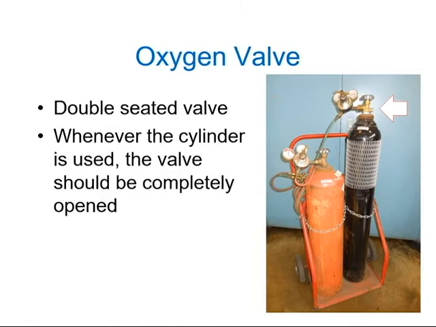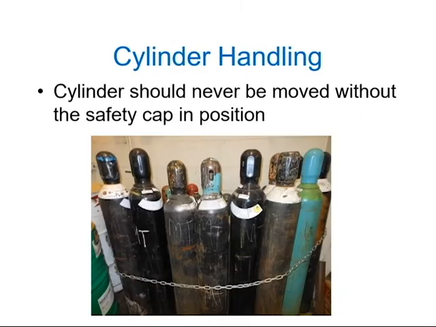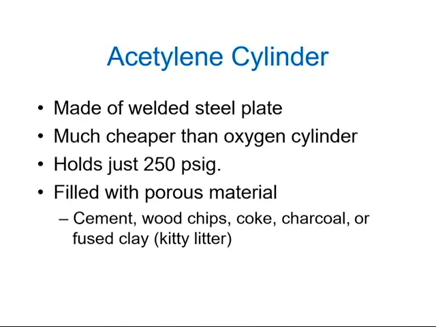Oxygen cylinders have double-seated valves, which means until the valves are fully open, there won't be any flow. When moving acetylene or oxygen cylinders, the safety cap has to be installed, unless they're chained to the cart. Acetylene cylinders are designed to hold 250 psig, so they are made with welded steel plates. They are also filled with porous materials such as wood chips, charcoal, or coke, which is made from coal, or kitty litter. Those porous materials absorb the acetone with the acetylene dissolved in it.